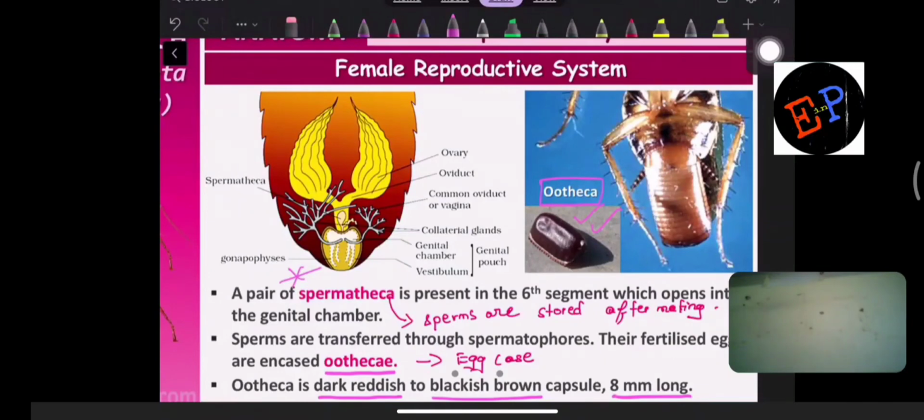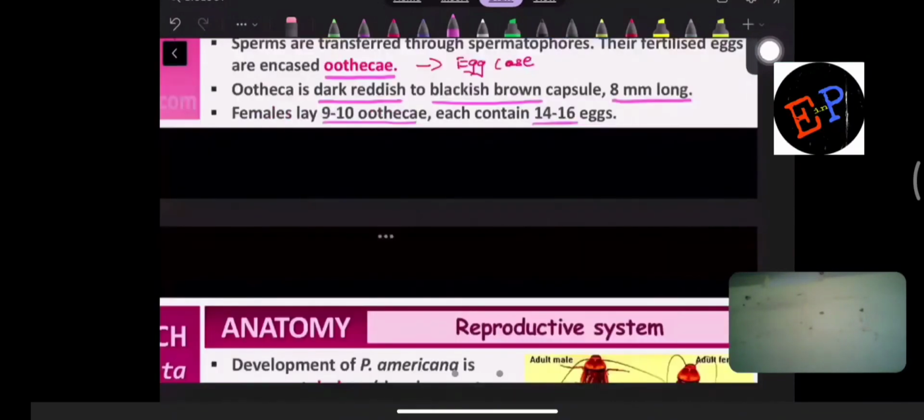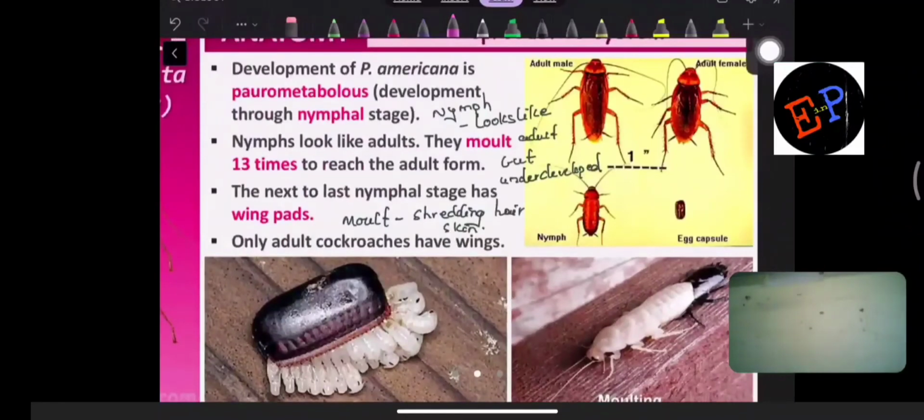And how many oothecae will be released? Nearly 9 to 10 oothecae will be released, and each ootheca may contain 14 to 16 eggs. Clear? That's it. So here you can find this one. So this is the structure of this ootheca, and each of them represents an egg. Clear, no? So from which these nymphs will develop.